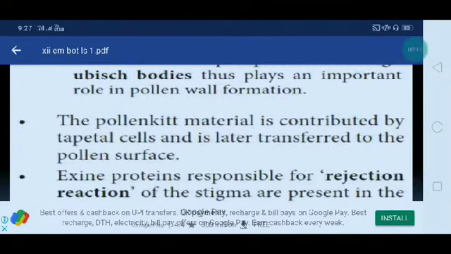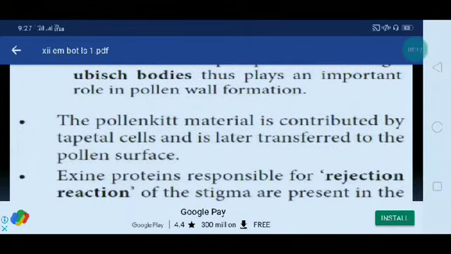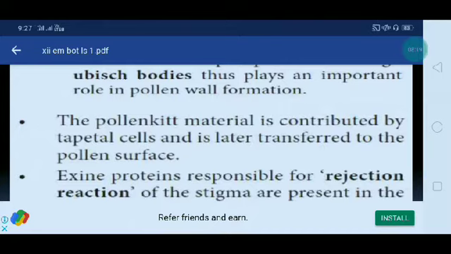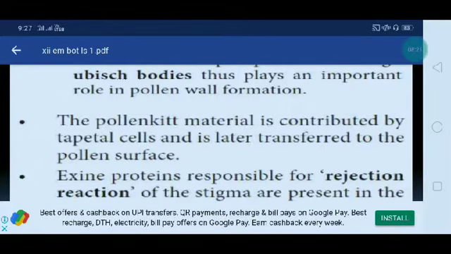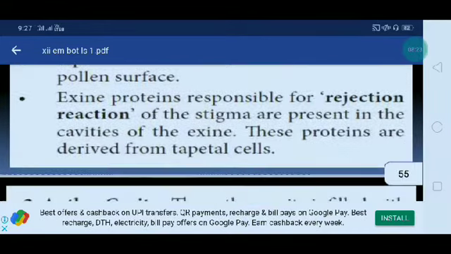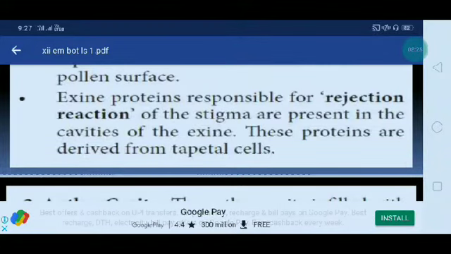The pollen kit material is contributed by tapetal cells and it is later transferred to the pollen surface. Exine proteins responsible for rejection reaction of the stigma are present in the cavities of exine. These proteins are derived from tapetal cells.